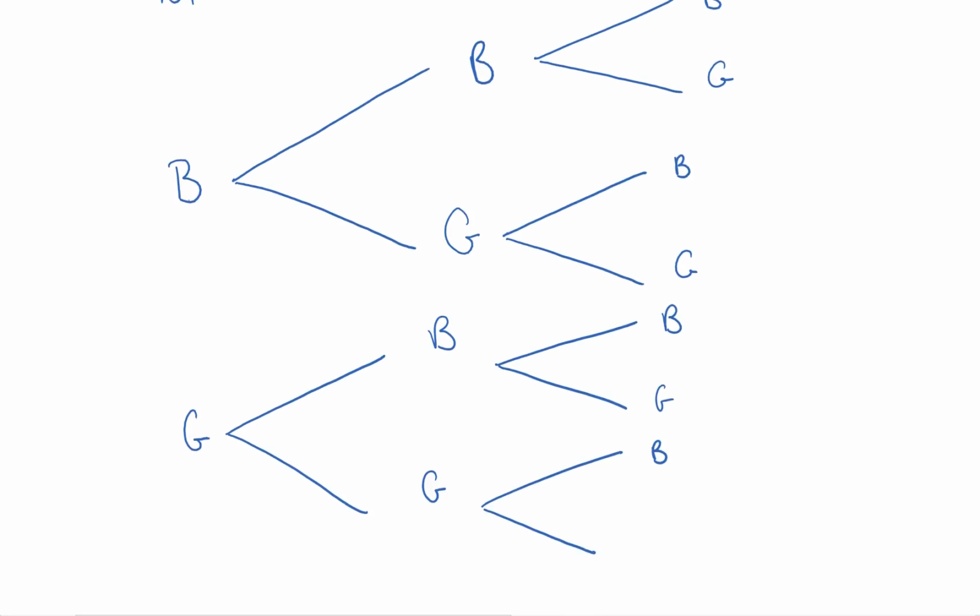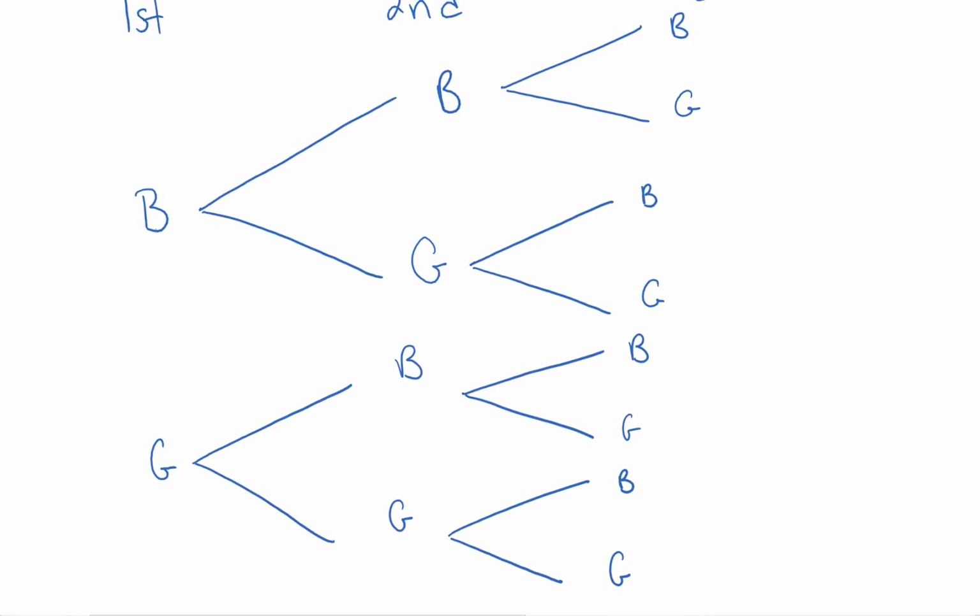Now, it's not enough just to draw the tree diagram. Now let's list all the possible outcomes. So when we read these tree diagrams, we read across. If I'm looking at the first possibility, boy, boy, boy. So that would be listed. That means all 3 children are a boy.